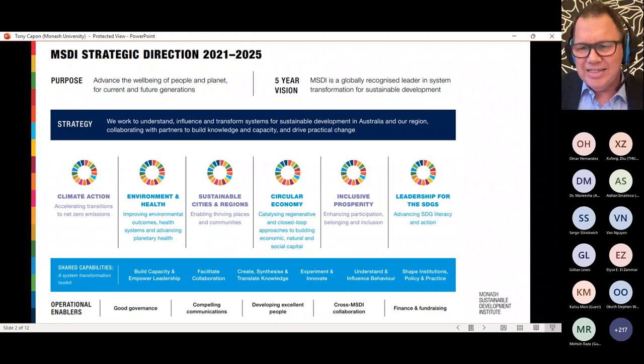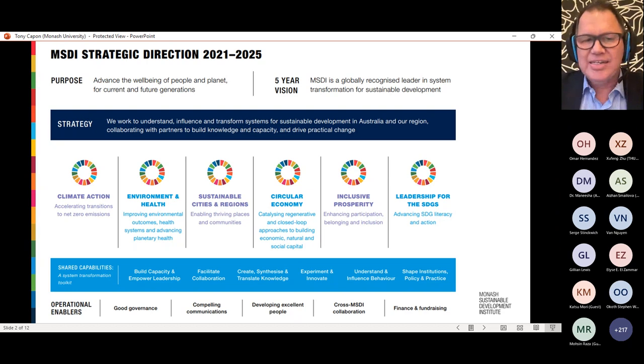This strategy on a page presents our approach at the Monash Sustainable Development Institute. So you can see at the top of this slide, our headline purpose: to advance the well-being of people and planet for current and future generations. And on the right-hand side at the top there, our five-year vision to be a globally recognized leader in system transformation for sustainable development. So our work in the Institute is very much focused on transforming systems for sustainable development.